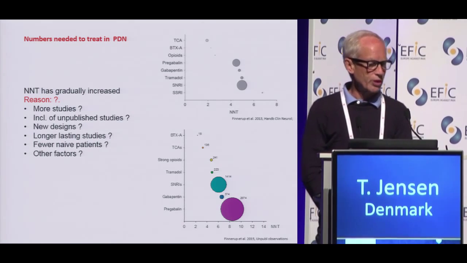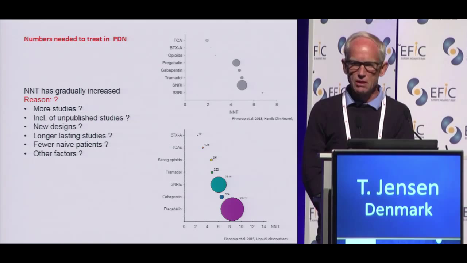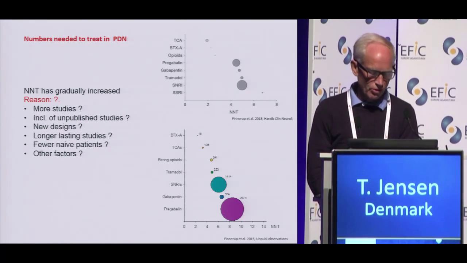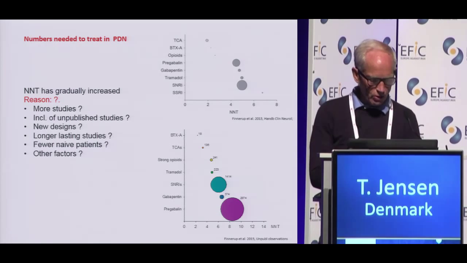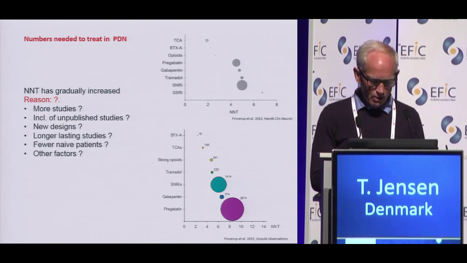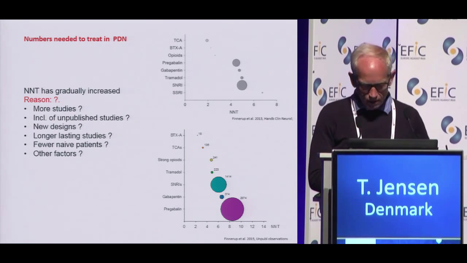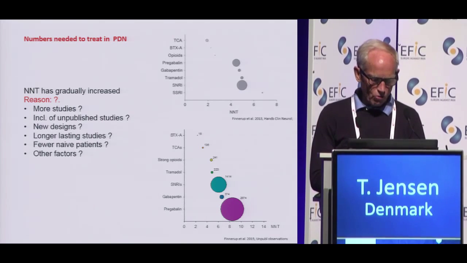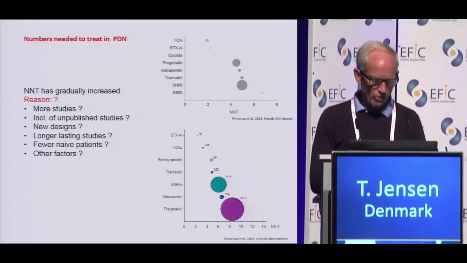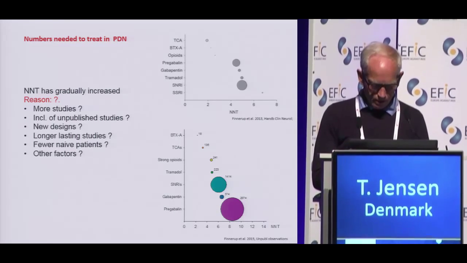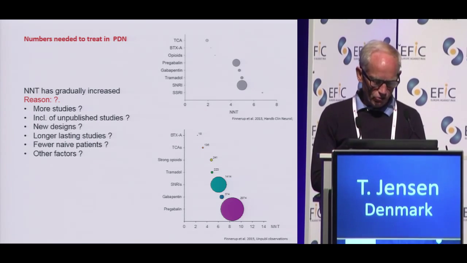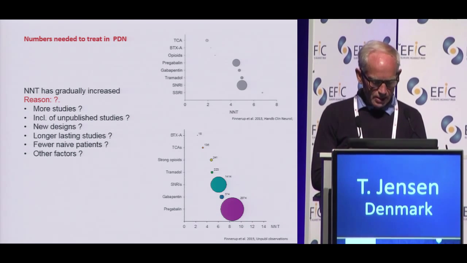If you look at what is called numbers needed to treat, and you heard about this from Andrew Moore this morning, although he didn't talk about NNT, nevertheless I will talk a little bit about the NNT. Here on the top you can see a figure which Finnerup published a couple of years ago just in diabetic neuropathy. Here you can see for the various types of drugs, the SNRIs, tramadol, pregabalin, NNT values which are around 5. Now, Finnerup has just redone this for diabetic neuropathy. And here you can see for pregabalin, for gabapentin, for the SNRIs and for tramadol.